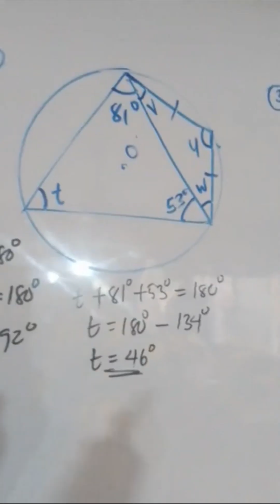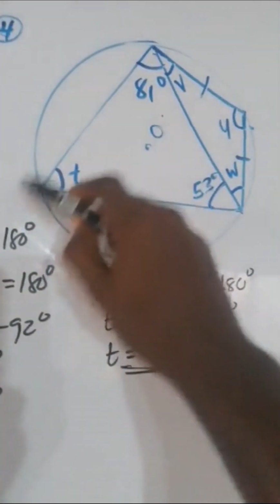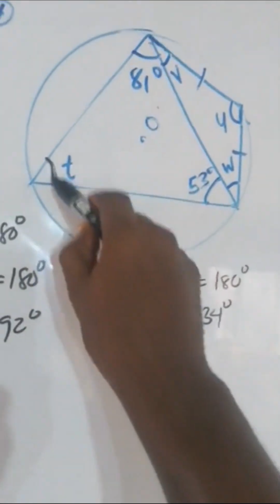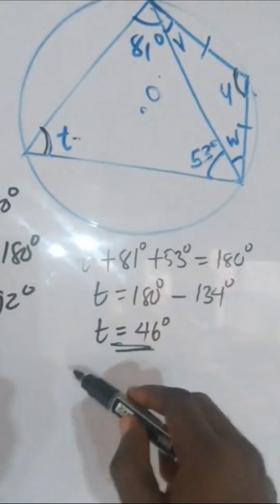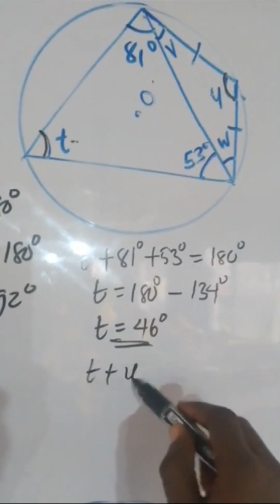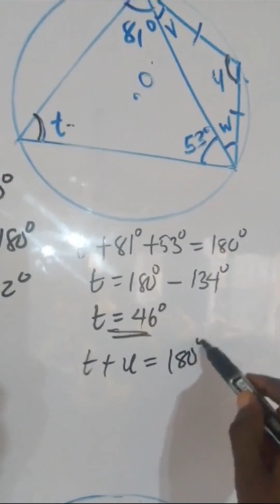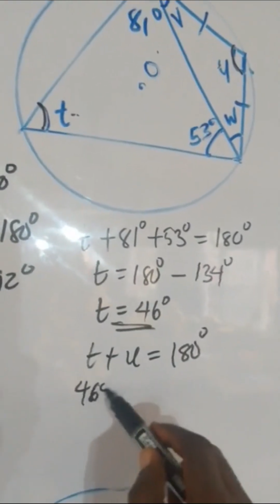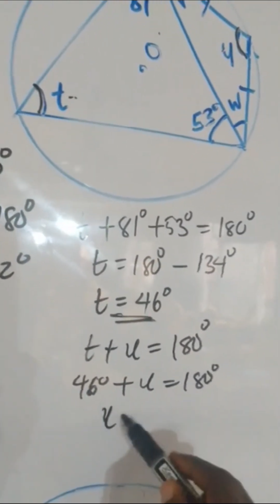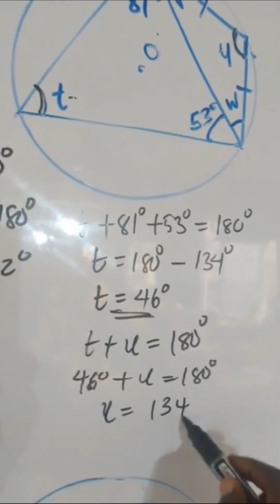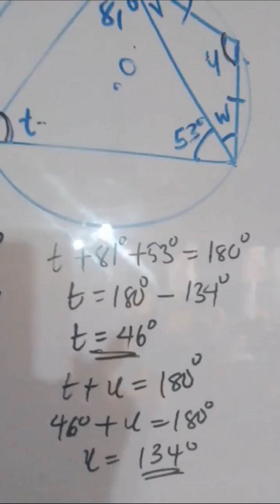What can we get next? The next we can get is U, because this is a cyclic quadrilateral. So the sum of opposite interior angles of a cyclic quadrilateral, in this case T plus U, is supplementary. So T is 46, plus U is 180. So what is 180 minus 46? So that's the value of U.